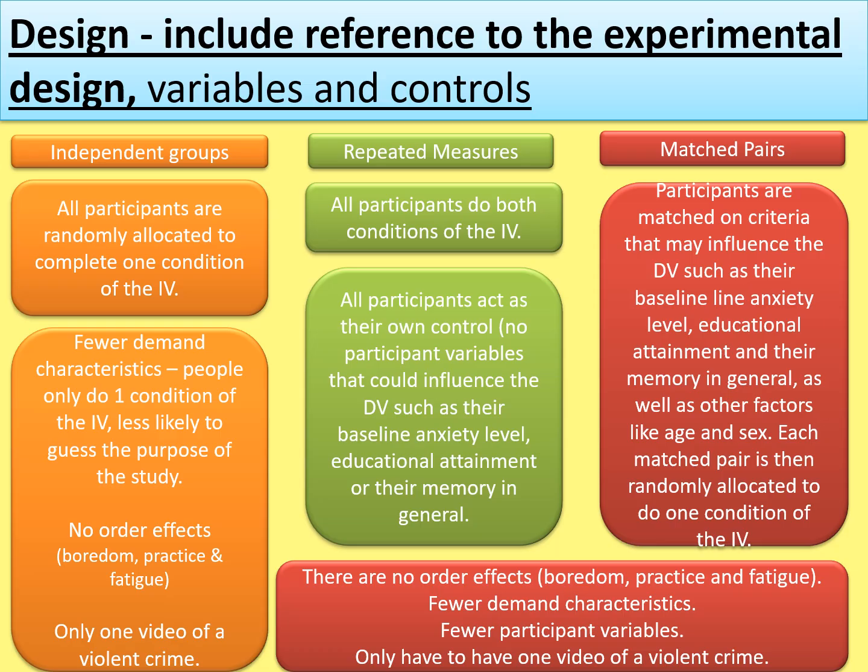And another good thing about it is you only have to have one video of the violent crime because they're only doing one condition of the IV. So the matched pairs is like this all singing, all dancing experimental design, because it's basically got the benefits of both independent groups and repeated measures, but it is a bit complicated, and personally I wouldn't bother. I'd do one of the others.